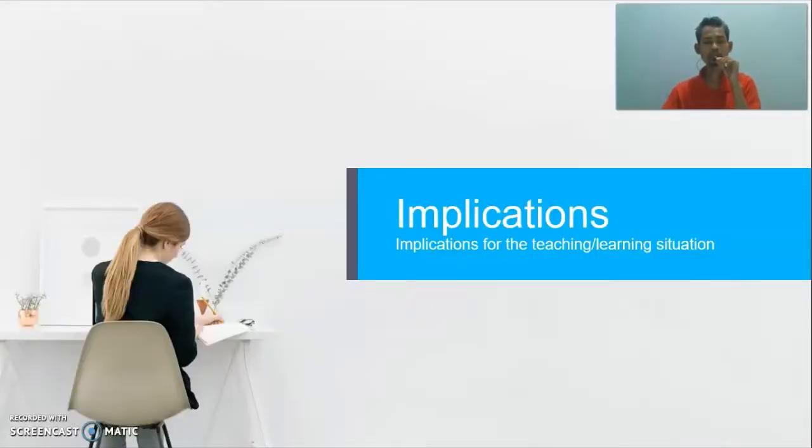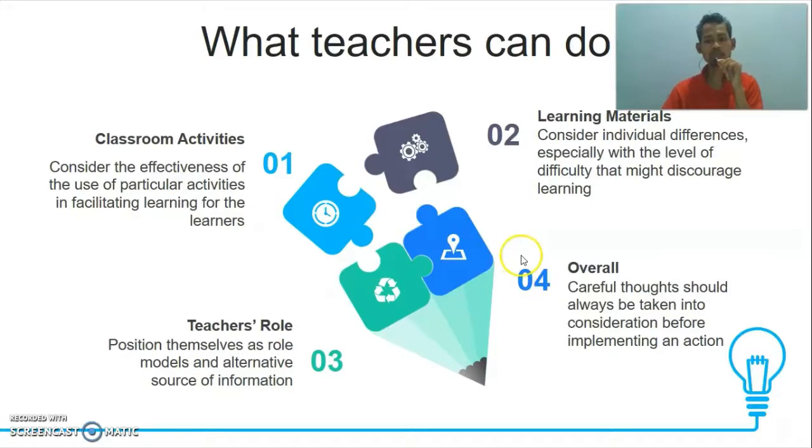Now, so what are the implications for either the teaching or learning situation? First, we need to consider that taking actions based on the findings is not always straightforward. What is in reality is sometimes not as what we expect. So let's have a look at the classroom activities first. For classroom activities, we need to consider the effectiveness of the use of particular activities in facilitating learning for the learners.